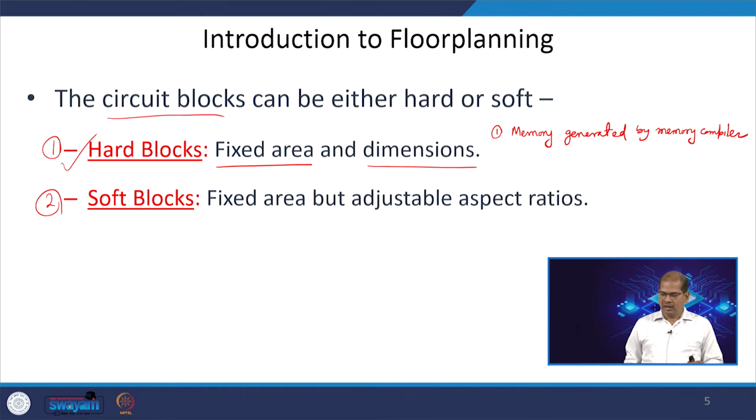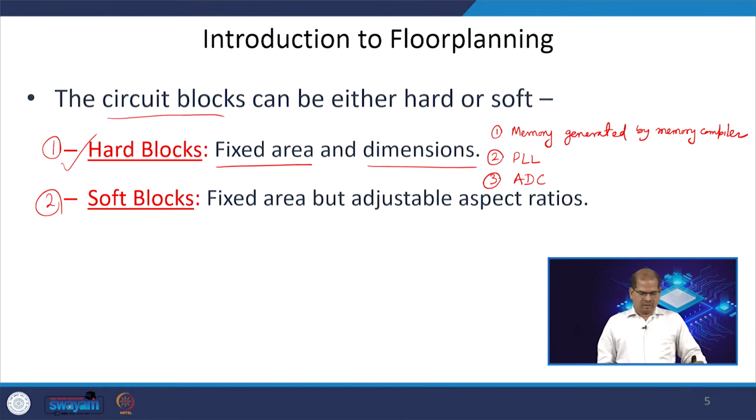In the case of hard IP, let us say I want to use a PLL or ADC inside my block, provided by a third party, in my top level chip level integration. In that case, the area and dimension of that PLL or ADC block is fixed. Those are called hard blocks. We cannot have any flexibility to play with the hard blocks.